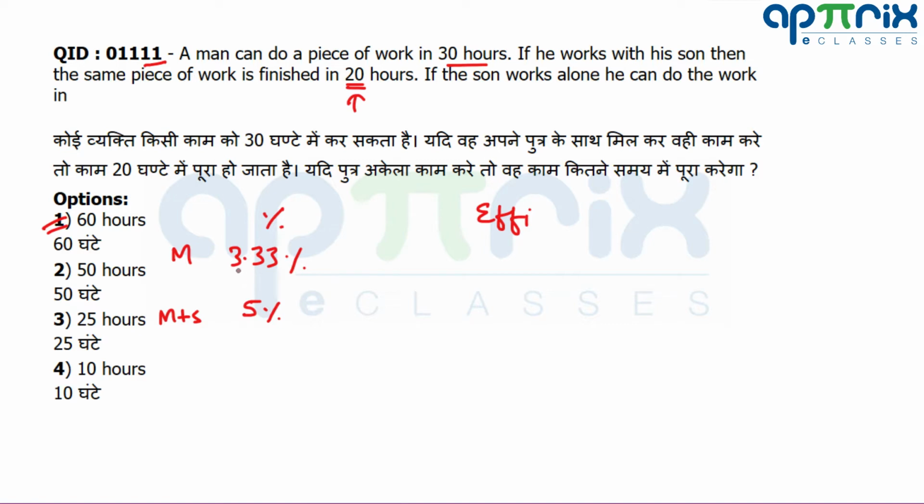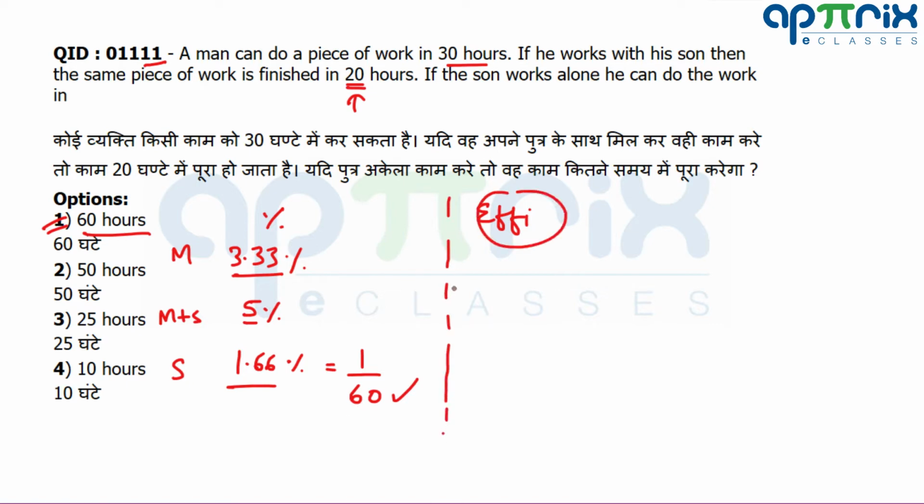Now you can clearly see man alone does 3.33%, along with son it does 5%. Now without any confusion you can say the son will be simply 1.66%. The fraction equivalent of 1.66% is 1 by 60. So the answer is 60 hours. This is the way you can use percentage. If you are good enough at converting percentage to fraction, you can use it. You are going to get the answer immediately.